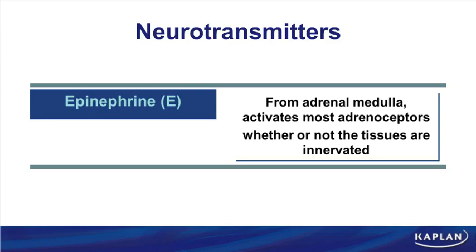Epinephrine, of course, is synthesized and released from the adrenal medulla. It activates really all alpha and beta receptors, whether or not the tissues are innervated. Now, this should make sense because we know epinephrine is released into the circulation, so it can find receptors even if they're not innervated by nerves. It's a key difference between epi and norepi.